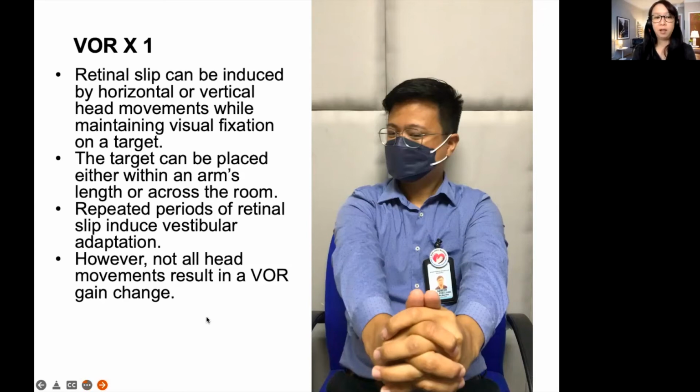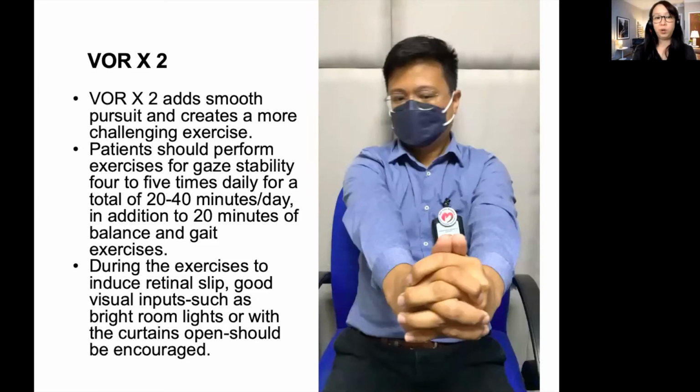Again, the most effective movements are horizontal and vertical movements. Diagonal movements don't work much because the image doesn't slip as much. Once the patient says that they no longer feel dizzy and have no problems focusing on the thumb, you can go on to the second level, which is VOR times 2.